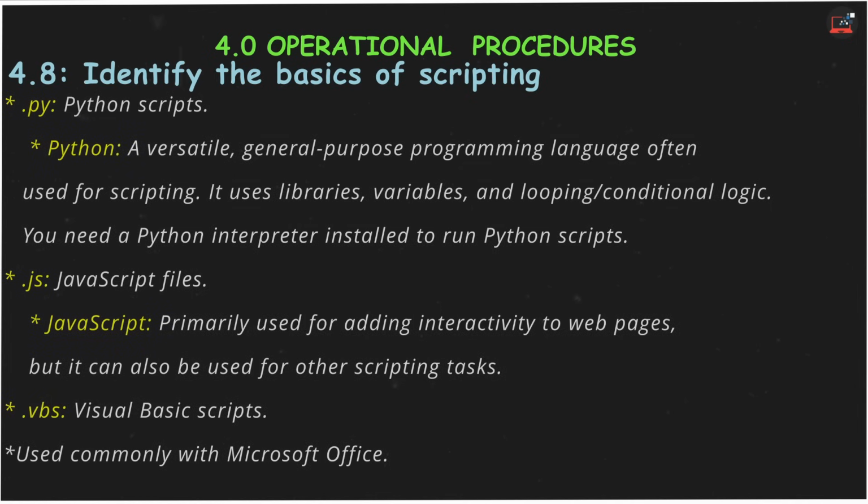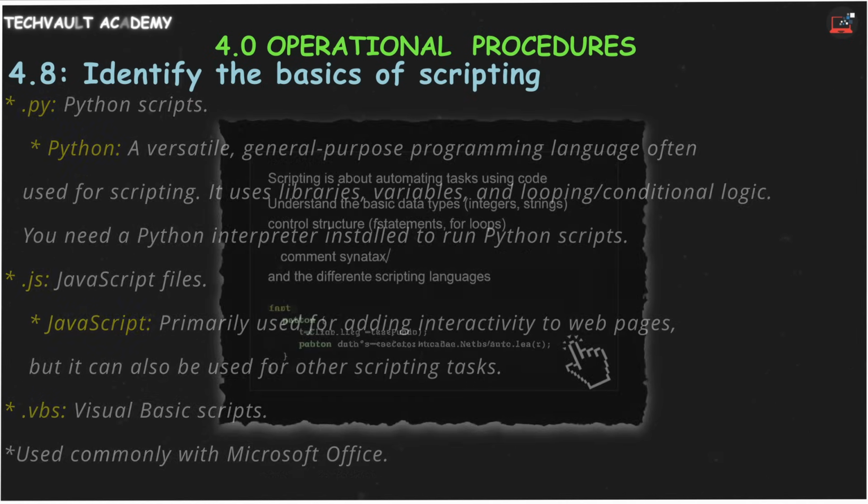.py, Python scripts. Python, a versatile general-purpose programming language often used for scripting. It uses libraries, variables, and looping conditional logic. You need a Python interpreter installed to run Python scripts. .js, JavaScript files. JavaScript, primarily used for adding interactivity to web pages, but it can also be used for other scripting tasks. .vbs, Visual Basic Scripts, used commonly with Microsoft Office.